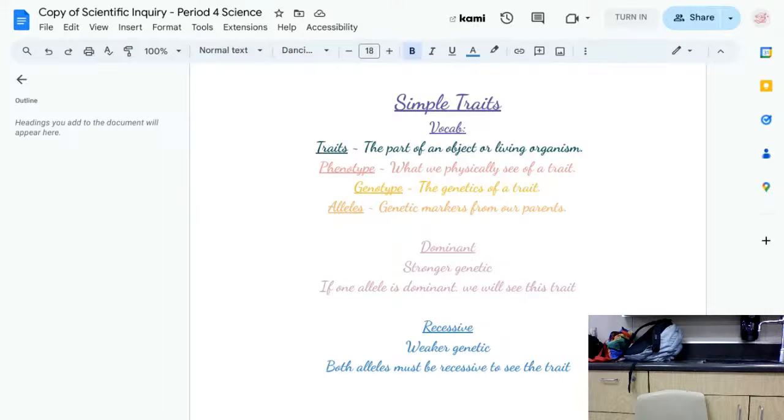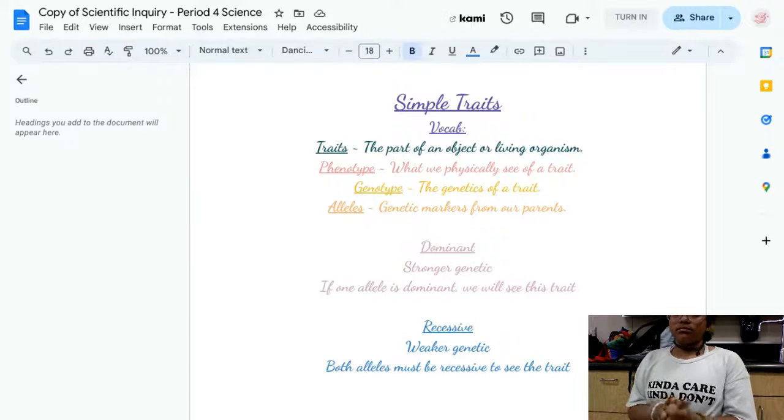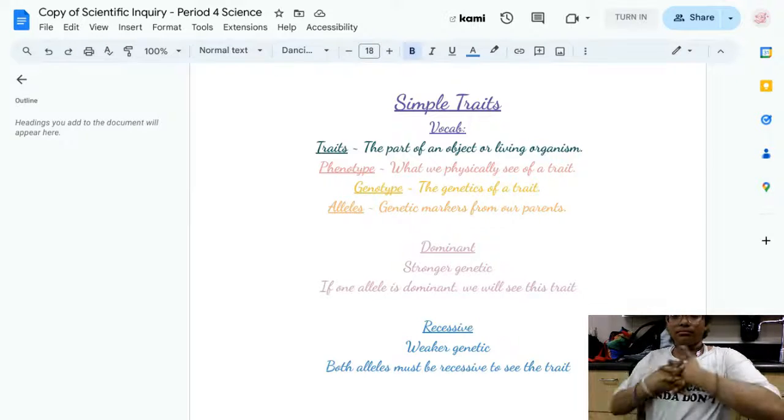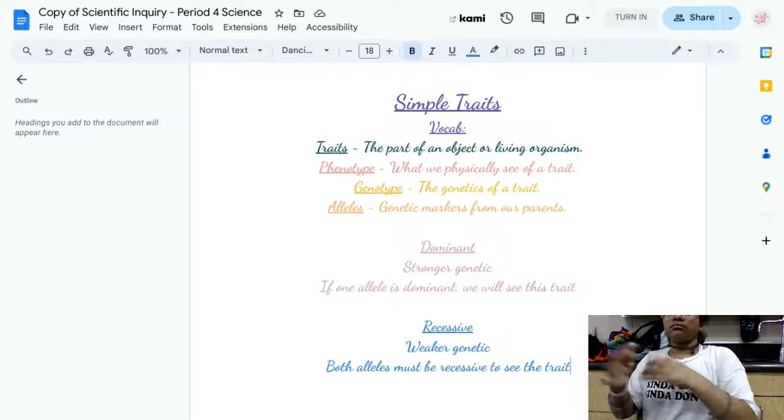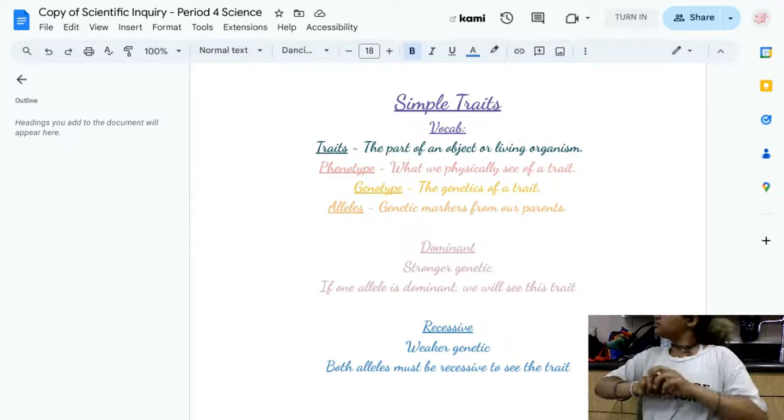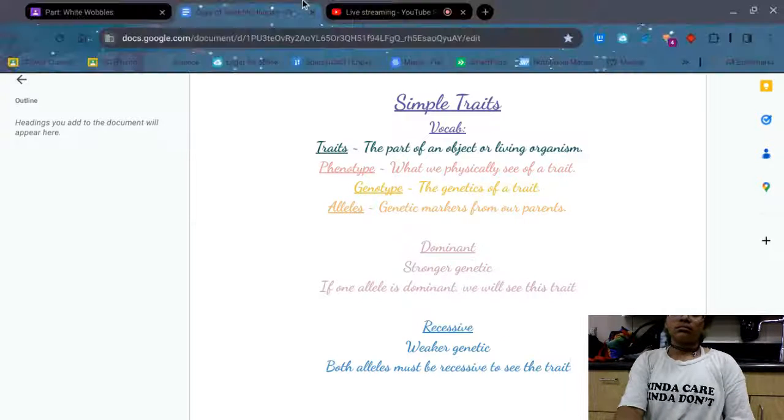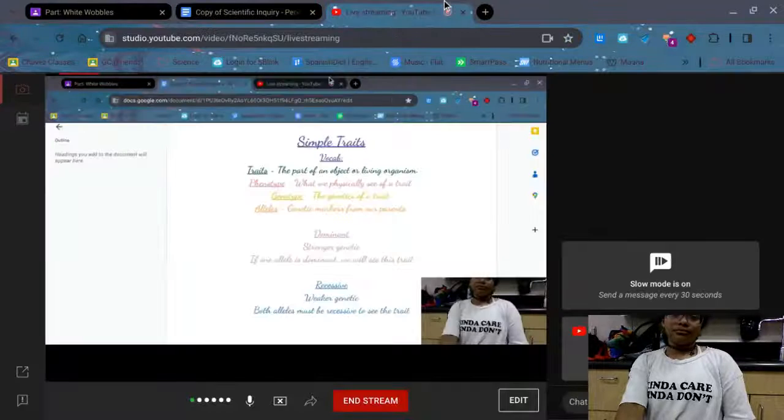All right. So both alleles must be recessive to see the trait. So for dominant, we see one of those, we're good. We don't have to even see the other one. We know what's going to happen. If it's recessive, you have to see that both of them are that recessive one for it to actually show.